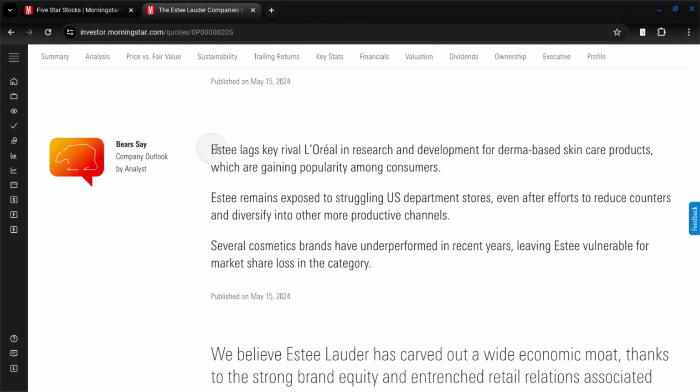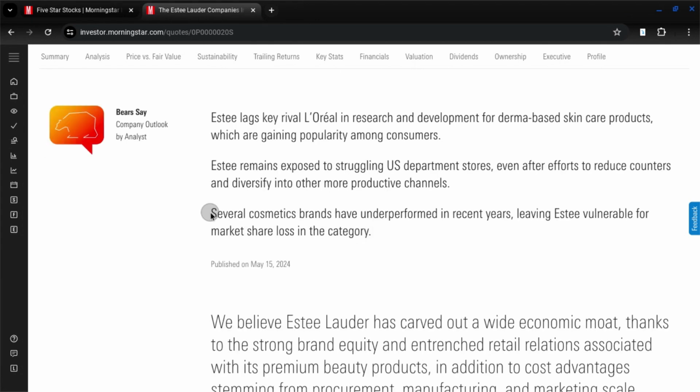So basically it says that Estee Lauder lacks key rival L'Oreal in research and development for derma-based skincare products, which are gaining popularity among consumers, and it also remains exposed to struggling US department stores, even after efforts to reduce counters and diversify into other more productive channels. And lastly, several cosmetics brands have underperformed in recent years, leaving Estee Lauder vulnerable to market share loss in that category. This is the most worrying risk, because potential loss in market share means potential loss in future earnings. So it will have the most impact on its share price in the future.